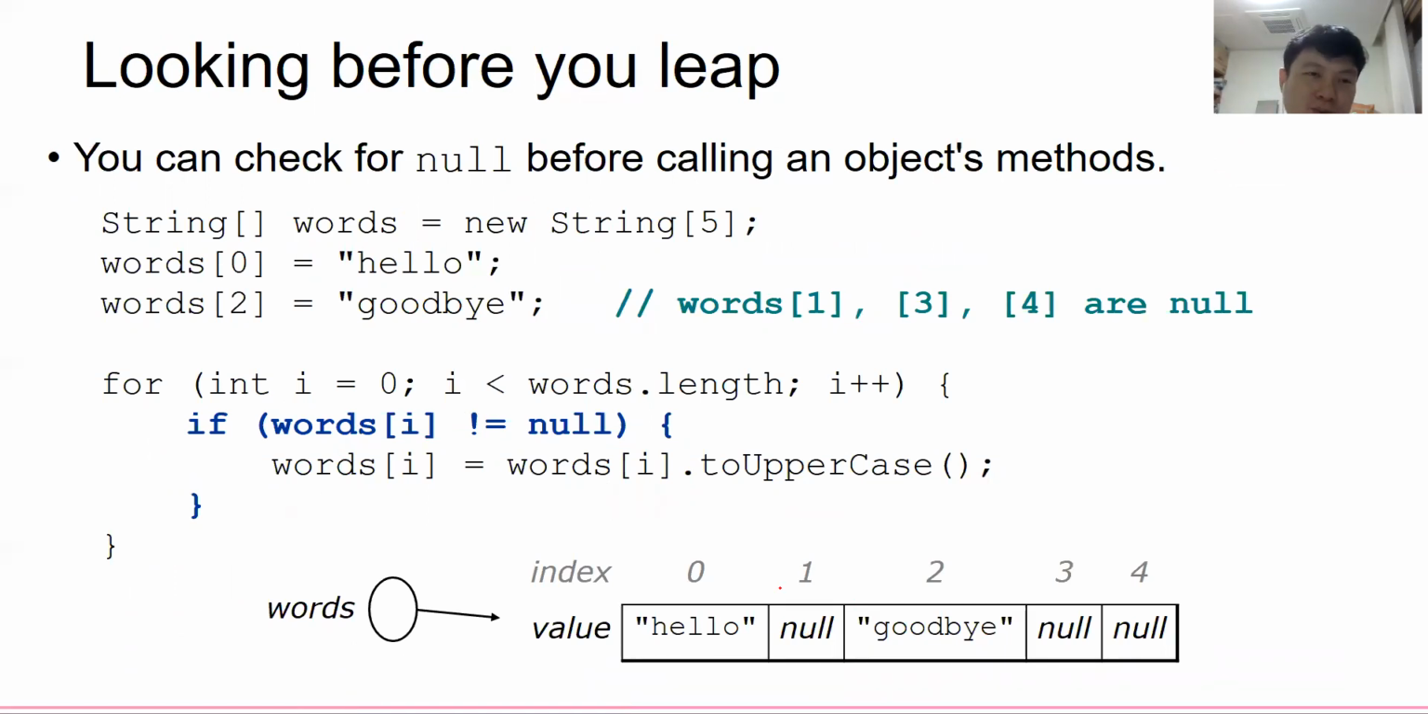When you do looping, this kind of error might happen. Let's say I have a string array of words and there are 5. I only fill index 0 and 2. Index 0 is hello and index 2 is goodbye. I want to loop from 0 until the length. If the word is not null, then change to uppercase. So with this condition, you can avoid the errors.